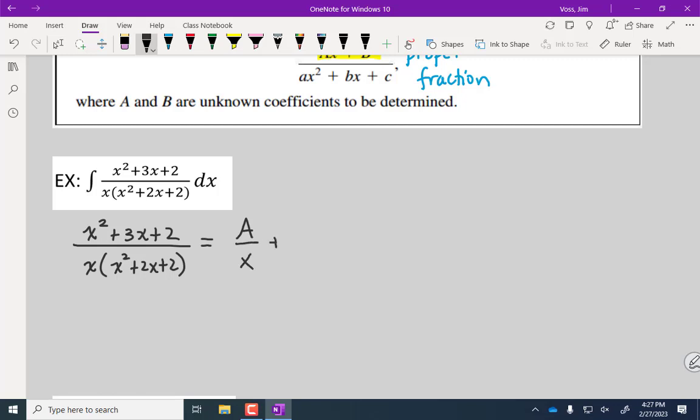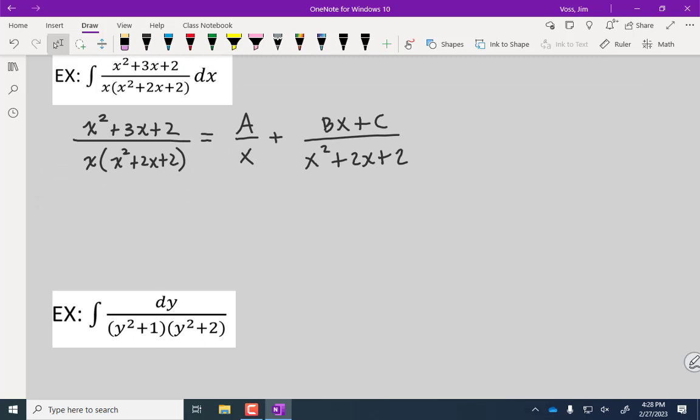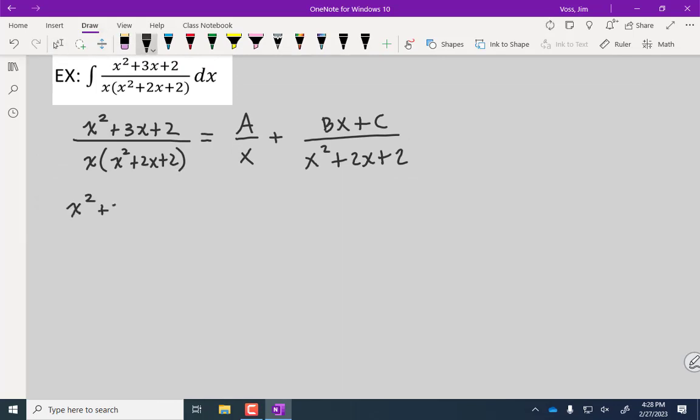It's only Monday. So we have an irreducible quadratic because B squared minus 4AC is negative. So that is what our PFD is going to look like. Now we do the same thing that we did before. We multiply both sides by the denominator on the left, so multiply both sides by the left side's denominator.